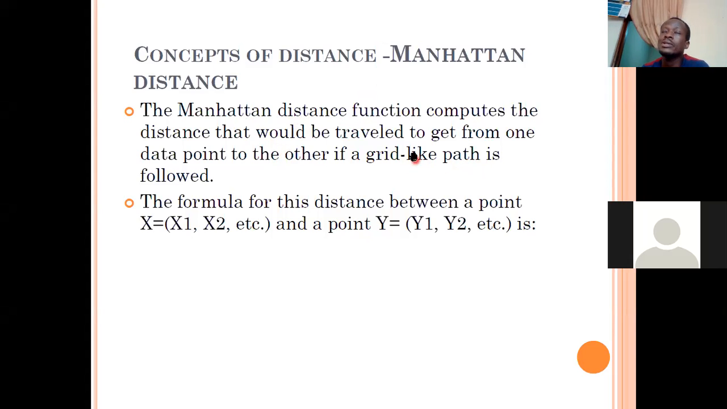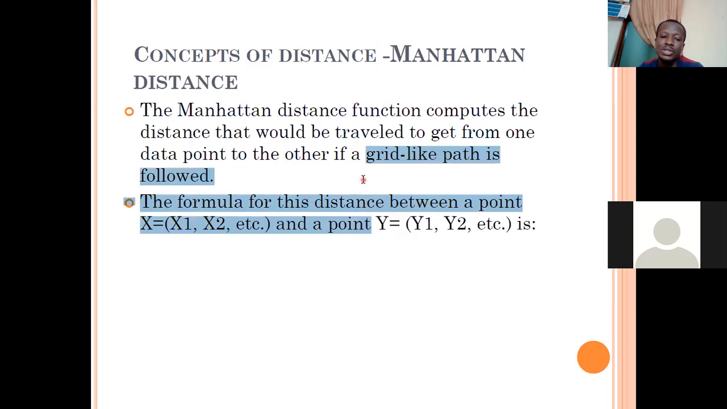So to a taxi driver, when you tell him, please take me to here, and you point straight, he's not looking at that. He's looking at a grid-like path. Those who know Medina will understand. He's not looking at the Euclidean distance, which is the shortest distance between 2 points. So in GIS, we need to know this and be able to distinguish.